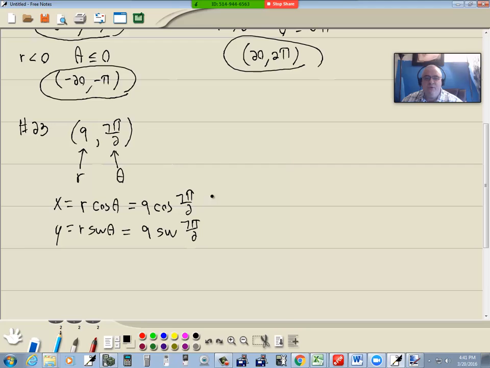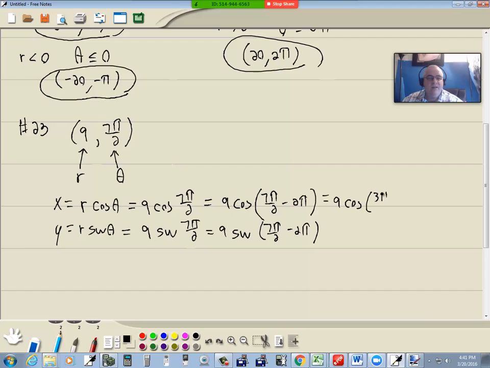Now 7 pi over 2 isn't in my unit circle, so I want to subtract 2 pi. So I got 7 pi over 2 minus 2 pi, and I'll do the same thing here. I'll subtract 2 pi. Now 2 pi would be 4 pi over 2, so this would give us 9 cosine of 3 pi over 2, and this would be 9 sine of 3 pi over 2.